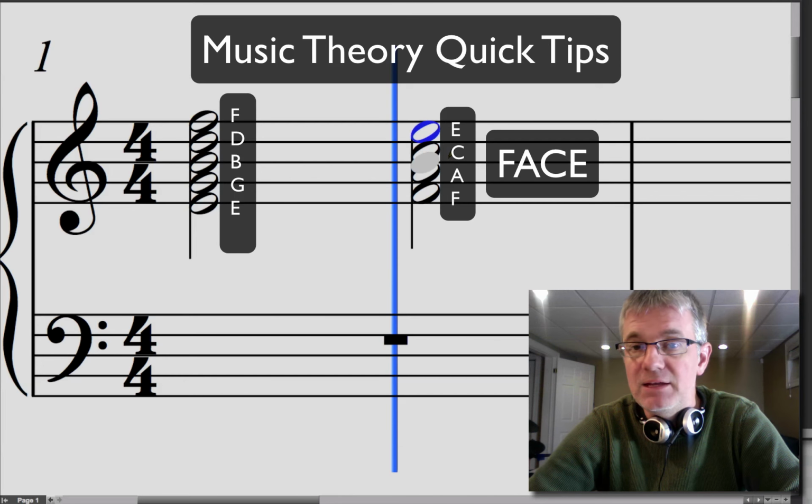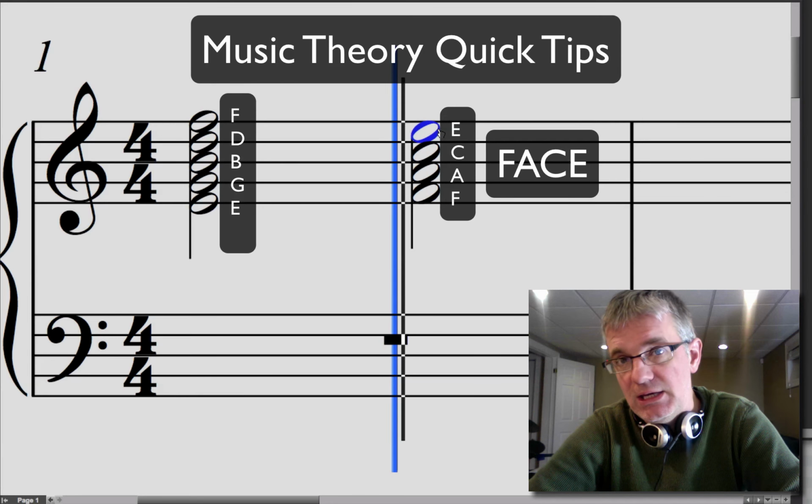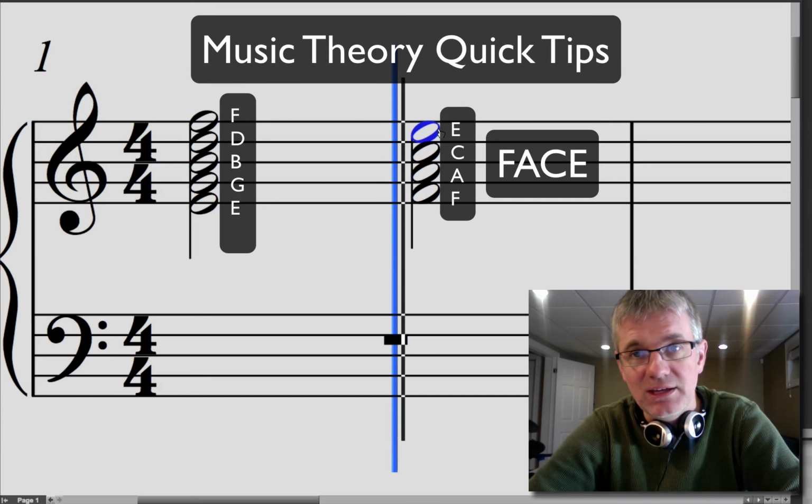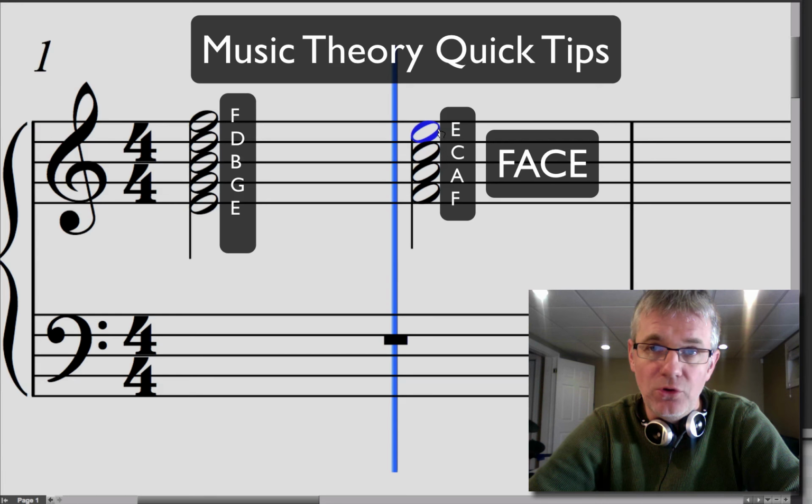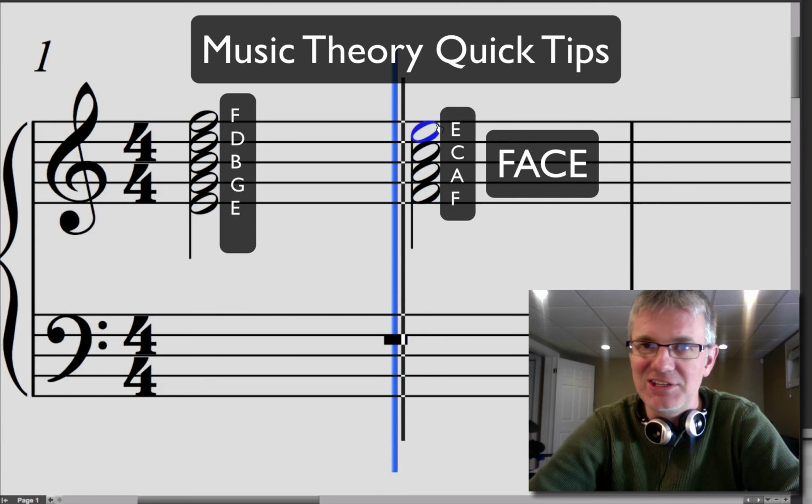Now, in an earlier tip, we also mentioned that the musical alphabet goes A, B, C, D, E, F, G. It doesn't go to H or I or anything else. And those notes repeat over and over. A, B, C, D, E, F, G. Okay, so keep that in mind when you're learning these notes. There's only so many letters you actually need to learn.